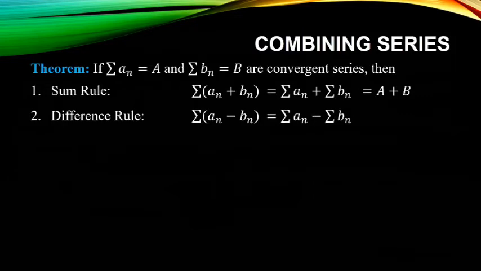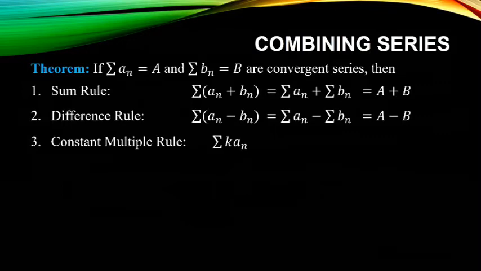We have the summation of difference is equal to the difference of summations. It is equal to difference of sums. Constant multiple rule, ganun din dun sa sequences. The summation of k times a sub n is equal to k times the summation of a sub n, which is equal to k times a for any number k.